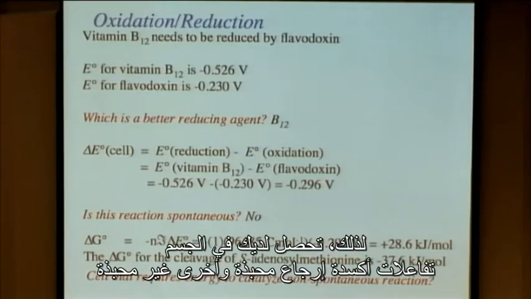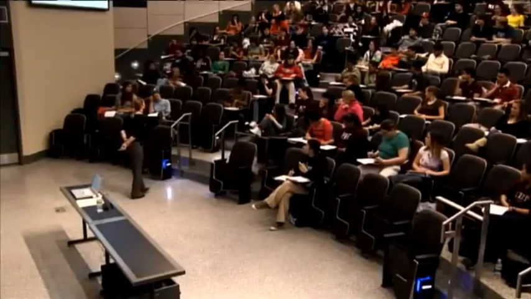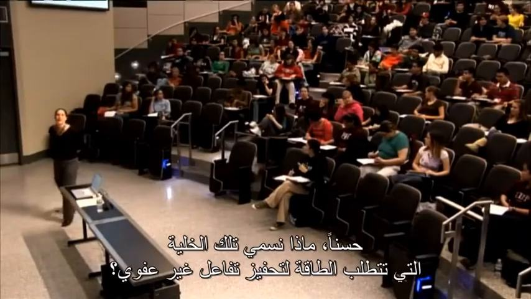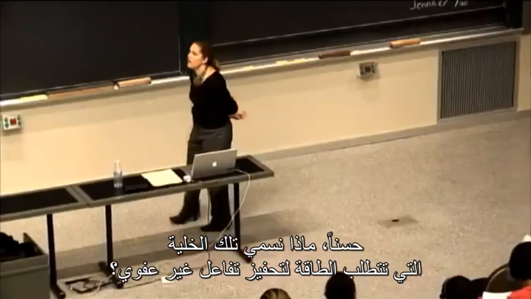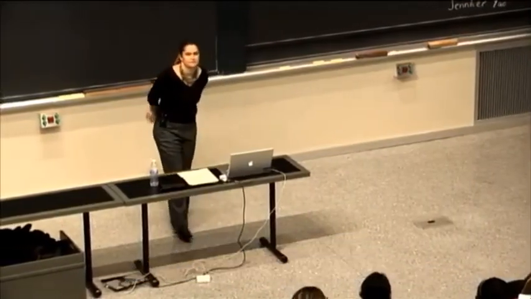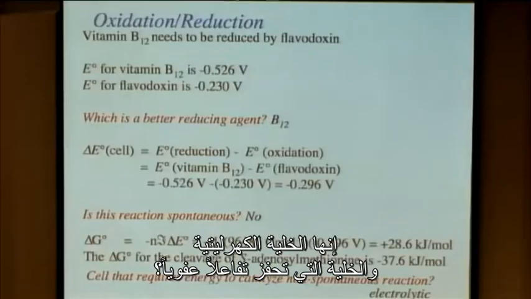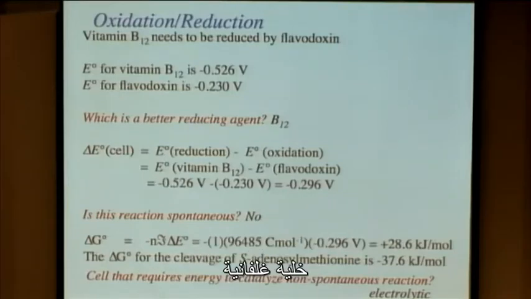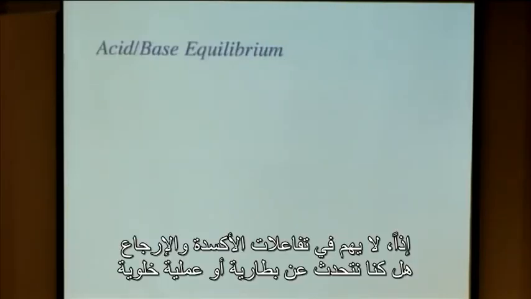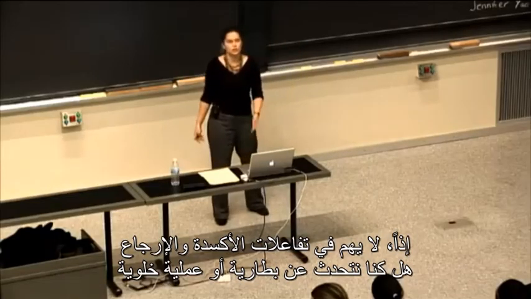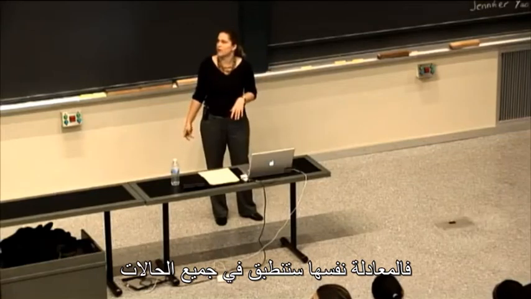So in the body, you will have favorable oxidation reductions, and you'll have unfavorable ones. Yeah? You had a question? No. OK. All right, so what do you call a cell that requires energy to catalyze a non-spontaneous reaction? That's an electrolytic cell, and a cell that catalyzes a spontaneous reaction? Galvanic, right. So again, with oxidation reduction, it doesn't matter if you're talking about a battery or a cellular process, all the same equations apply.